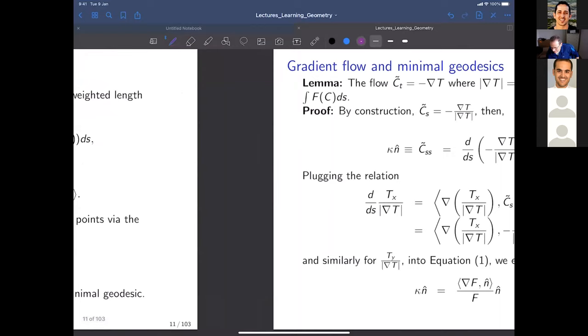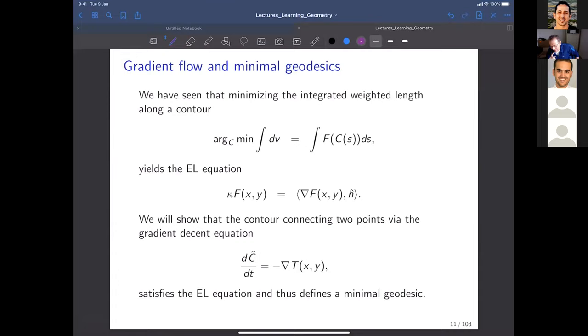Okay, let me relate this idea to the continuous case. When you are minimizing, what we are looking at in the end is minimizing this kind of cost. We'd like to start from a source point and, at the destination point, compute the distance function. These are the levels of the distance function that would allow us to reach this point in the shortest possible way.